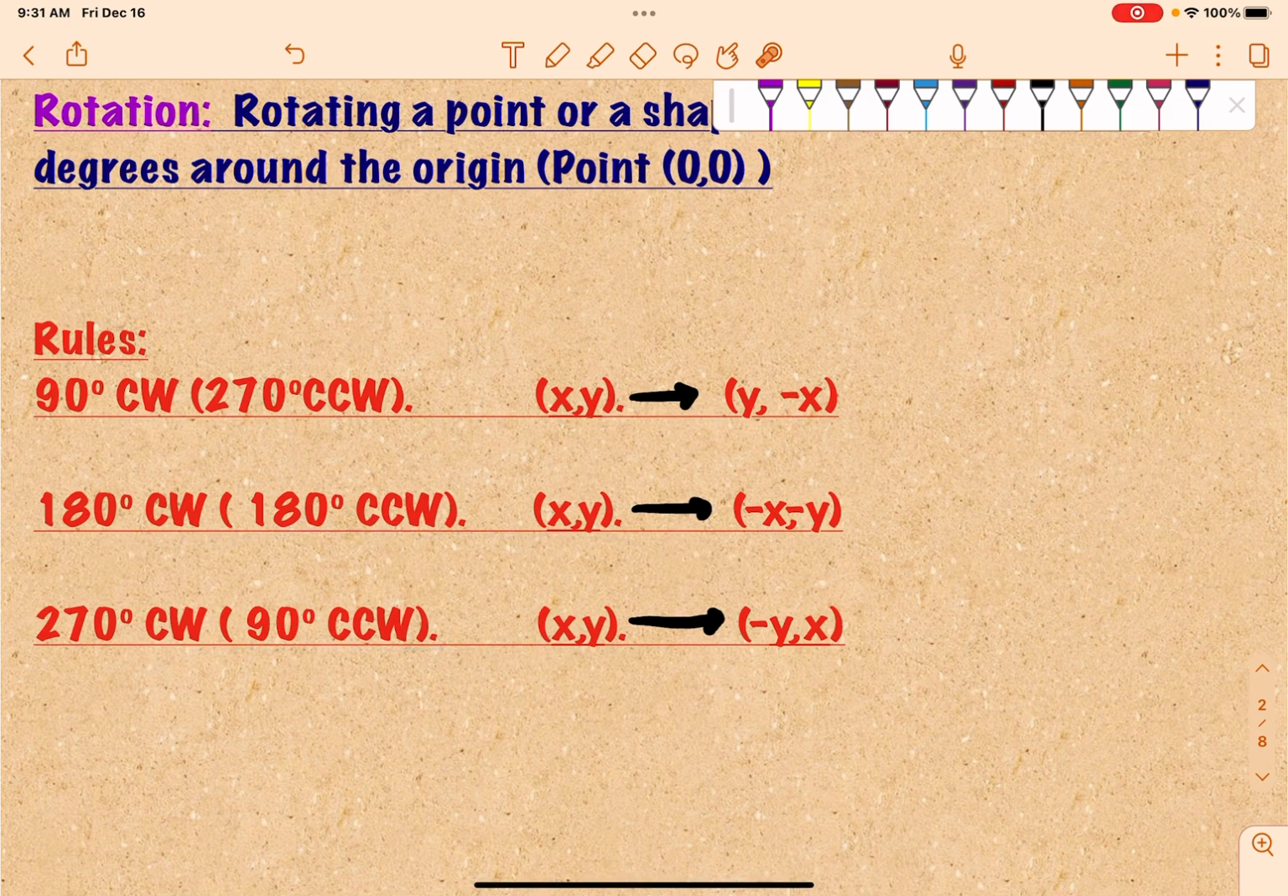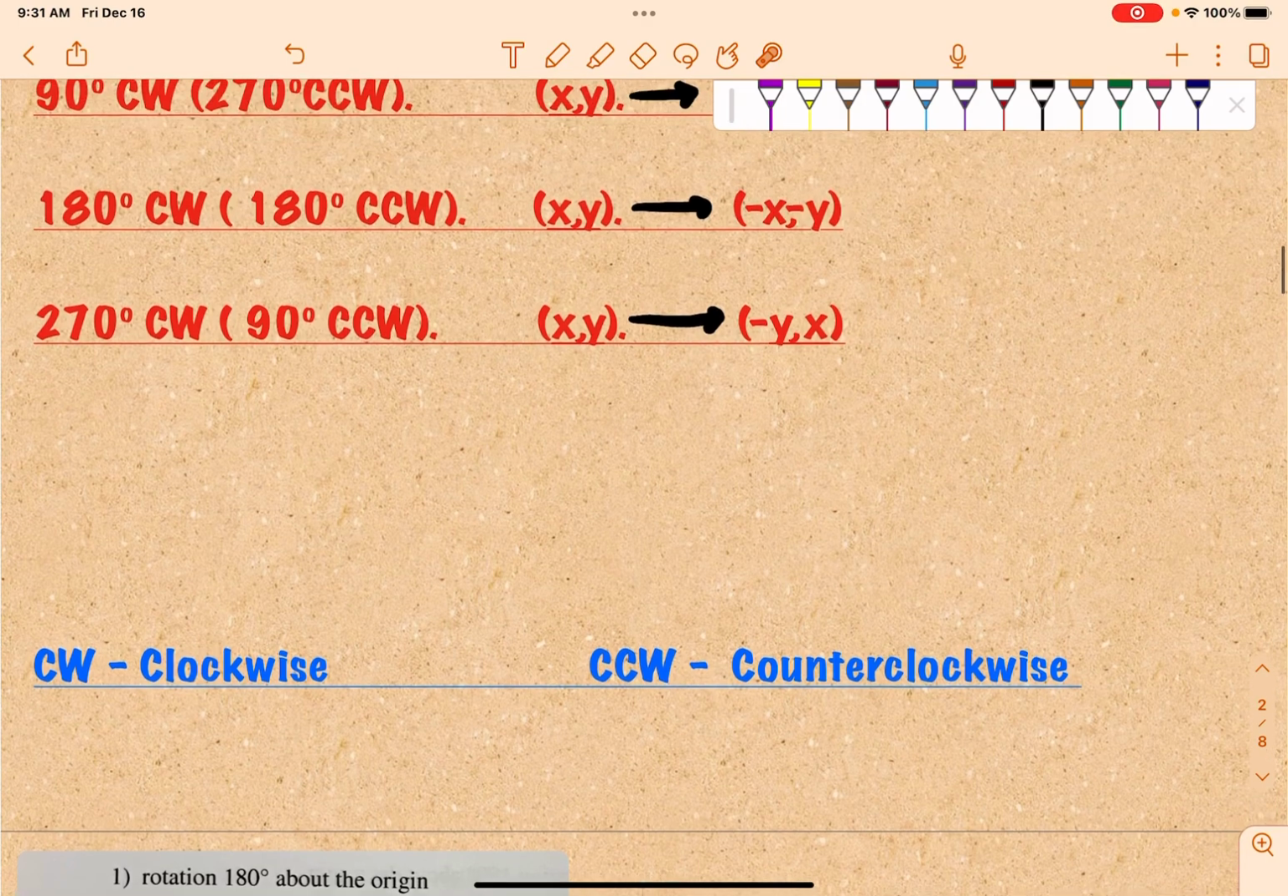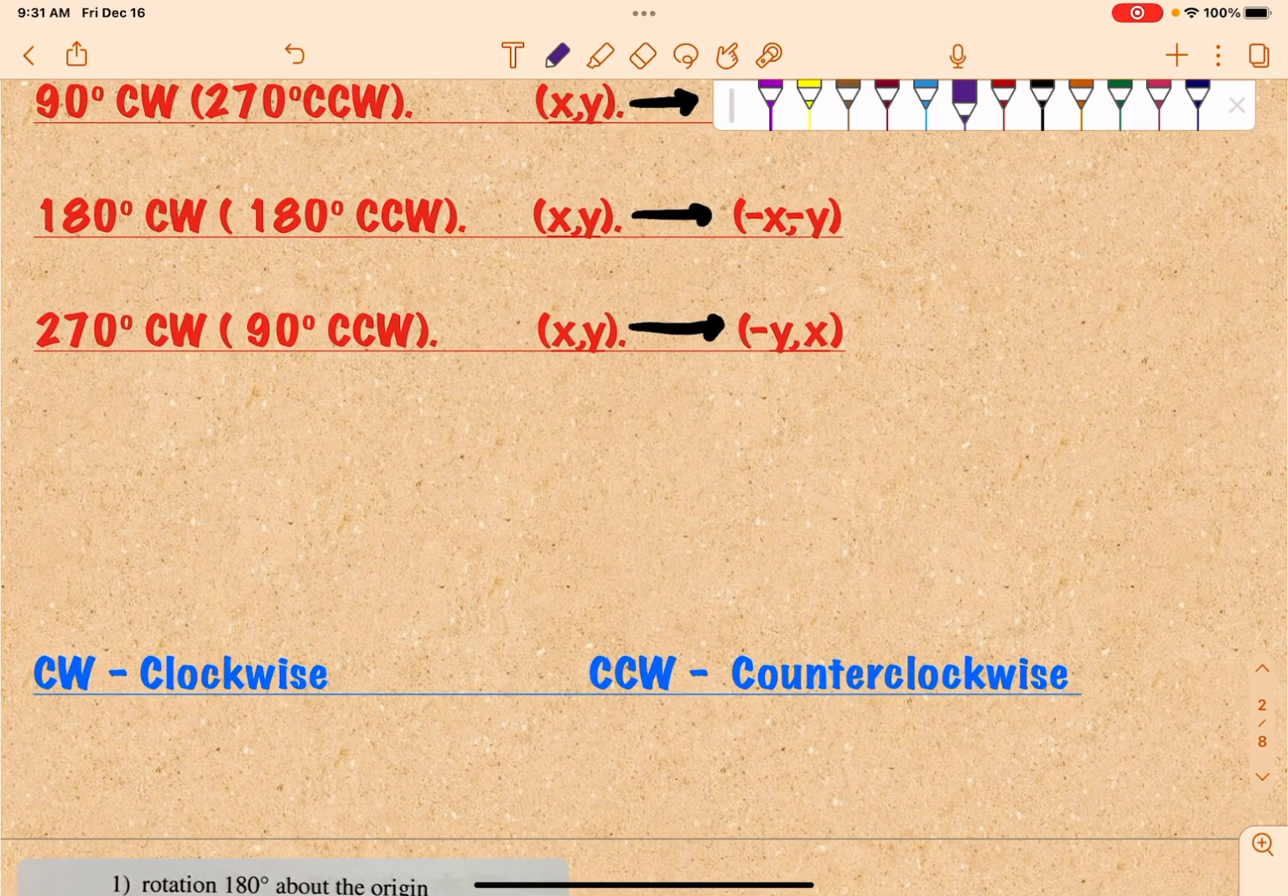So when you have a rule, they start out with what the regular point is, and if it were to follow this rotation, this is what the point would change to. So I'm going to give you some examples today. These talk about CW, which is clockwise, and CCW, which is counterclockwise. Clockwise means it would travel the same direction that a clock does.